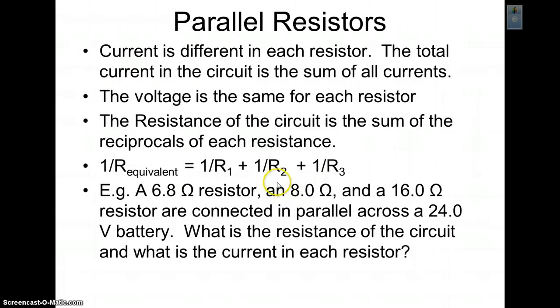Current is different in each resistor. The total current in the circuit is the sum of all currents, and the voltage is the same for each resistor.